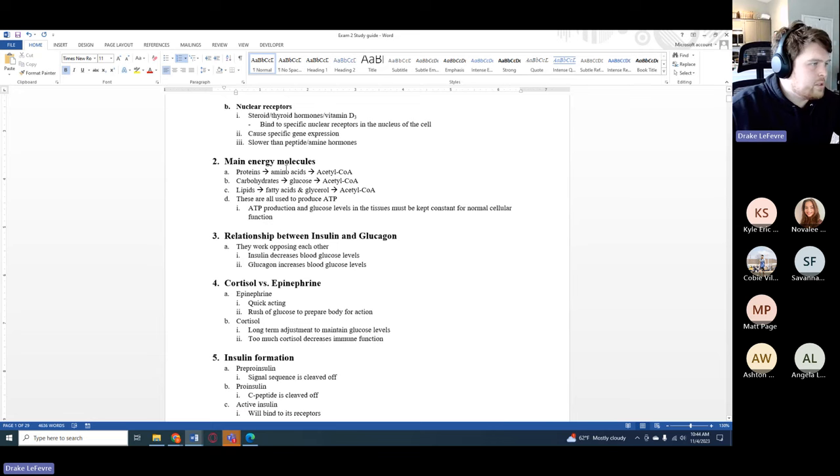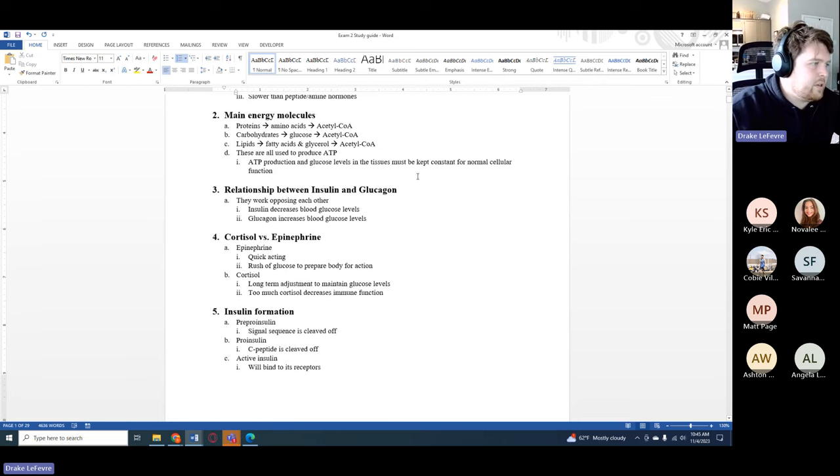Main energy molecules: proteins, carbohydrates, and lipids. Understand they all get converted to acetyl-CoA, just through different methods. Acetyl-CoA goes into the Krebs cycle, which is what's most important to give us energy to produce our wonderful ATP.